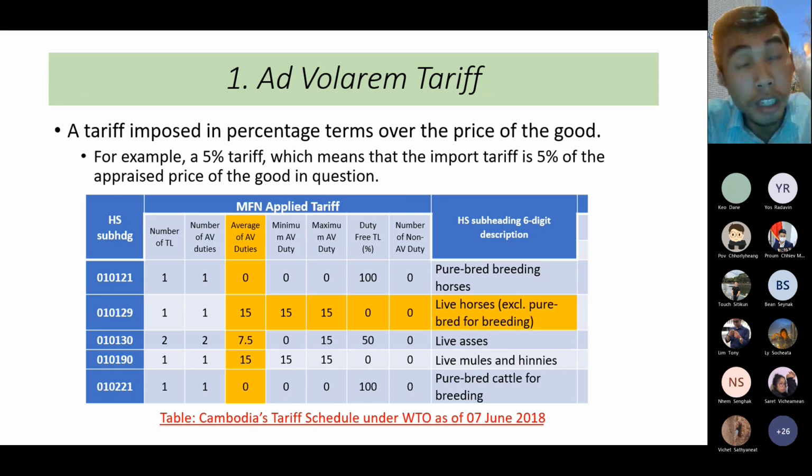15% is there, 20% is there. If the good is $10,000, the actual amount of 15% will be higher as well.